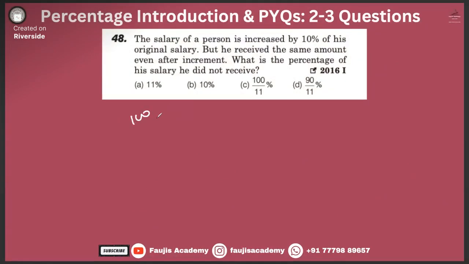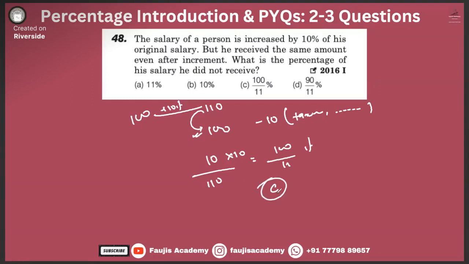100 rupees was the salary. It got increased to 110. But actually he is still receiving 100, 10 minus 10 for something like taxes. He received the same even after the increment. Even after the salary has been increased by 10%, he is still receiving 100 rupees. What is the percentage of his salary he did not receive? He did not receive 10 rupees out of 110. A, B, C, which one is correct? Is it clear to the rest of you?